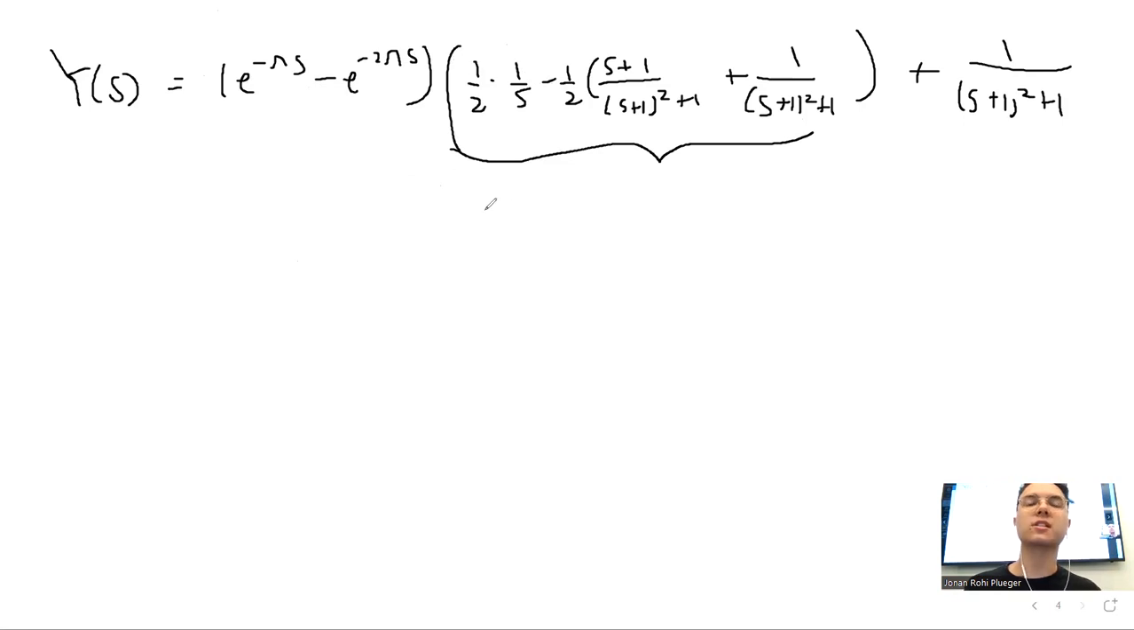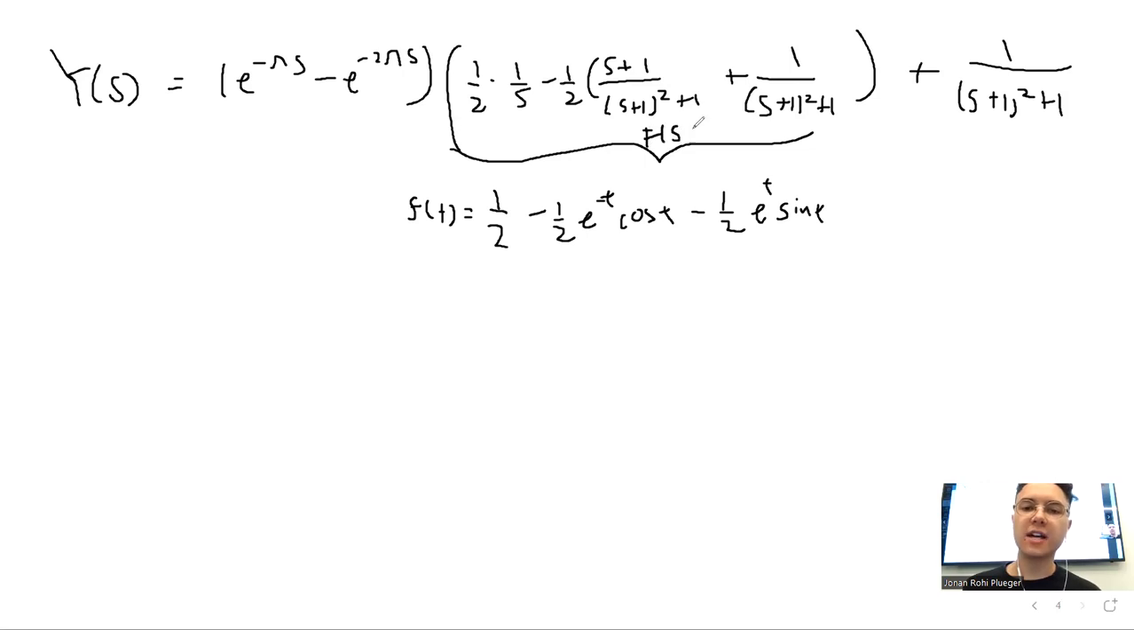1/2 times 1 over s is, of course, 1/2. Then s plus 1 over s plus 1 squared plus 1 is e to the negative t cosine t. So we get 1/2 minus 1/2 e to the negative t cosine t, according to the table, minus 1/2 e to the t sine t. We'll call this f of t, and we'll call this f of s. The f of s is the parentheses; we're just calling that f of s.